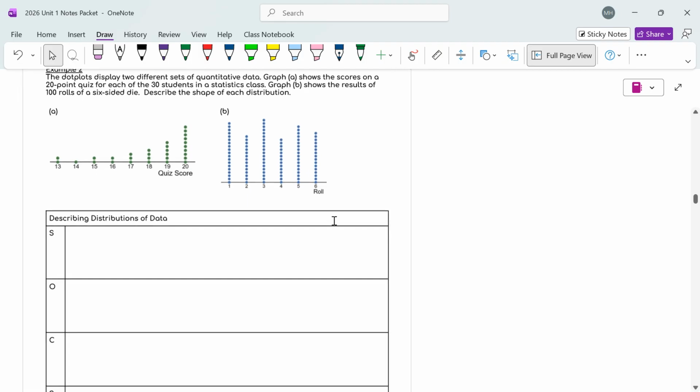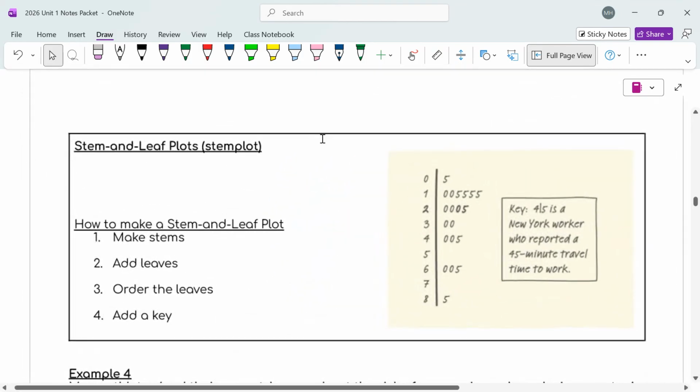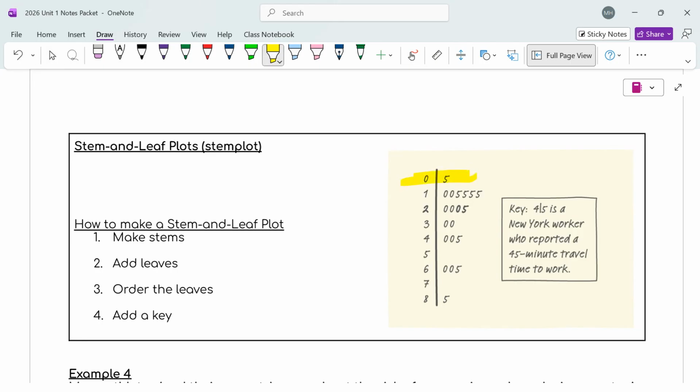So now we're going to skip ahead to the next part of our lesson, which are stem and leaf plots. So the second type of graph. Stem and leaf plots look like this, a line and a bunch of numbers. Every stem and leaf plot has a stem, so the stem will be found on the left, and a leaf on the right.